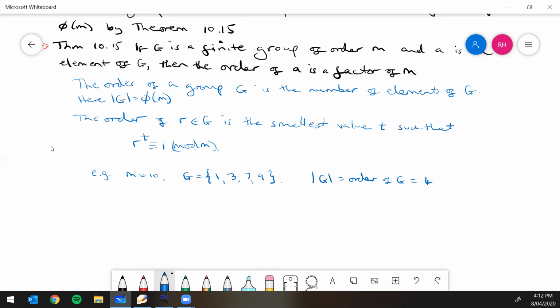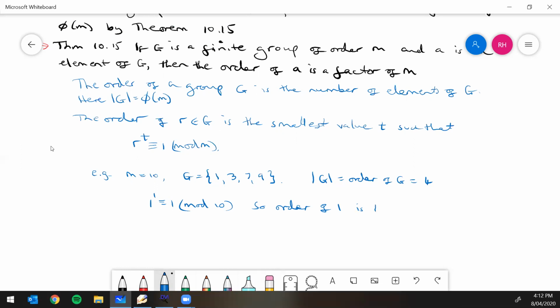Now, let's look at the number 1. Well, 1 to the 1 is equivalent to 1. Let's try and be color coordinated, in blue. 1 to the 1 is 1 mod 10. So the order of 1, in this modulo 10 world, is 1.